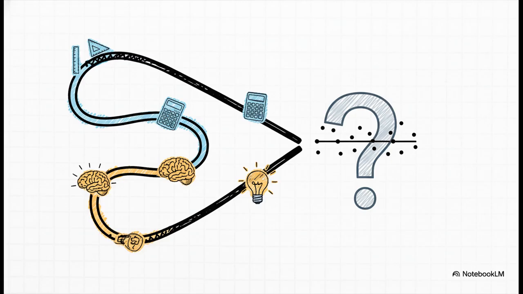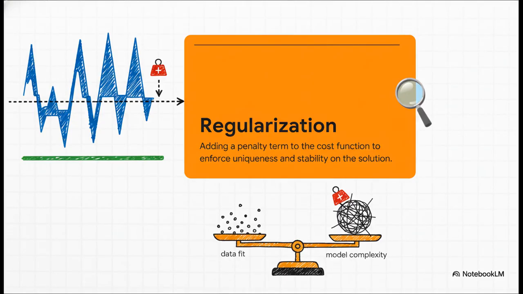Well, the answer lies in one single, powerful concept. That secret ingredient is something called regularization. Put simply, regularization just means we add a penalty to our model if it gets too complex. We're essentially telling the model, look, I don't just want you to fit the data points. I want you to find a simple, elegant pattern.